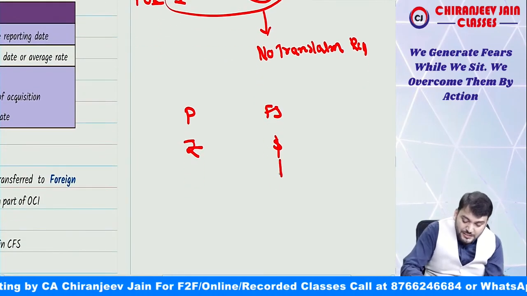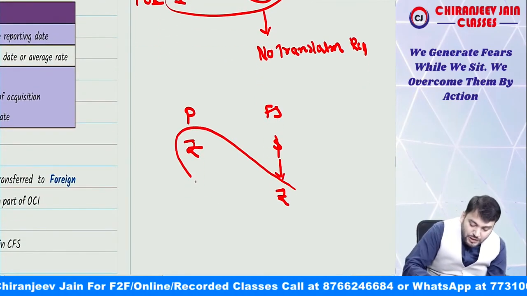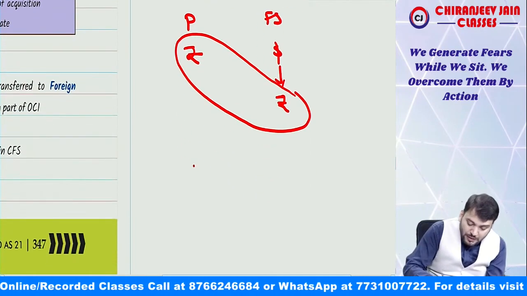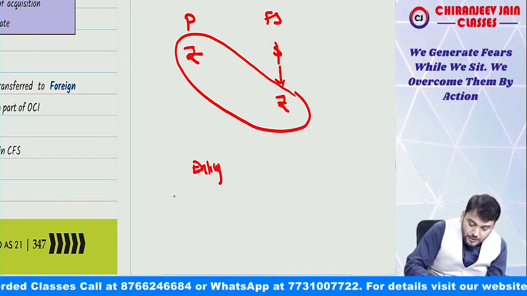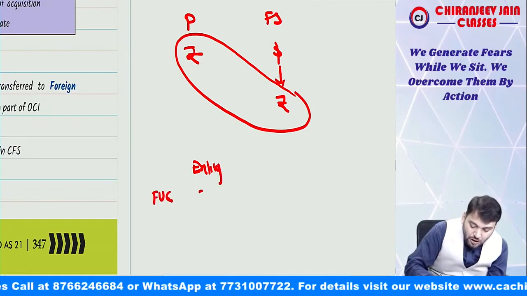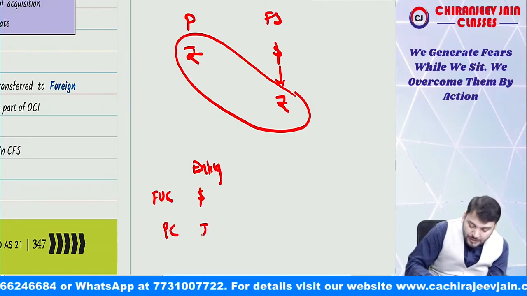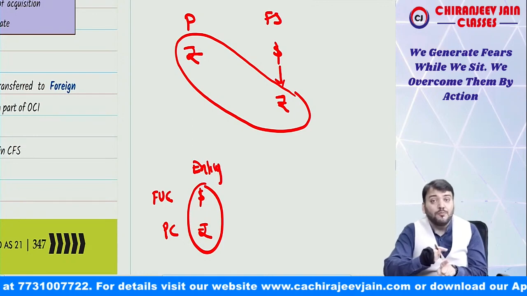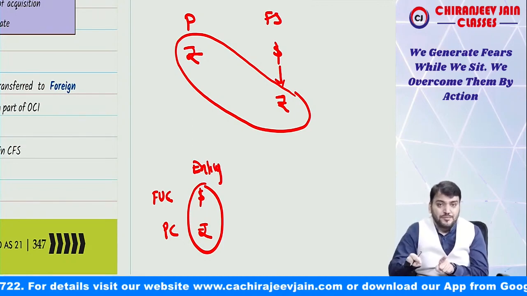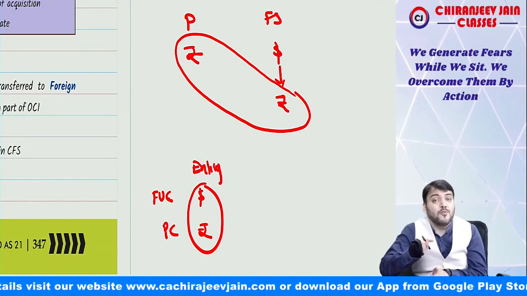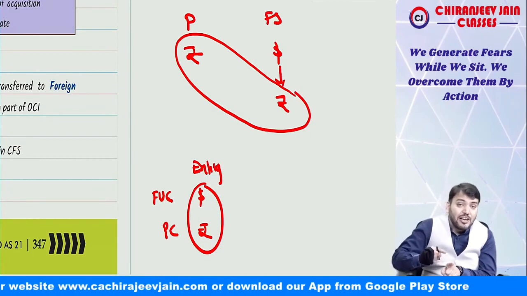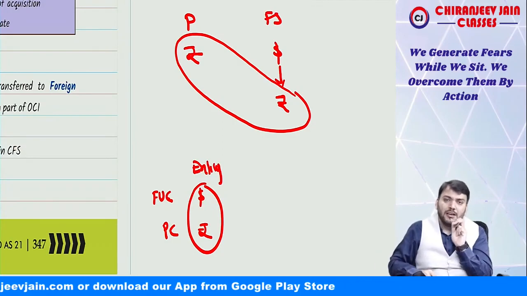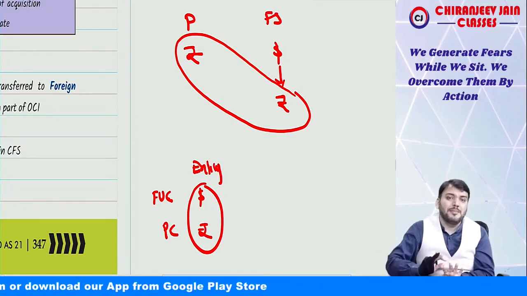first we need to translate into rupees and then consolidation can be done. And the third example: suppose there is one entity whose functional currency is dollar but presentation currency is rupees. Then also translation is required. So there are two points: translation of foreign operation, and translation of functional currency into presentation currency. There are two topics, and the rules for both remain the same.